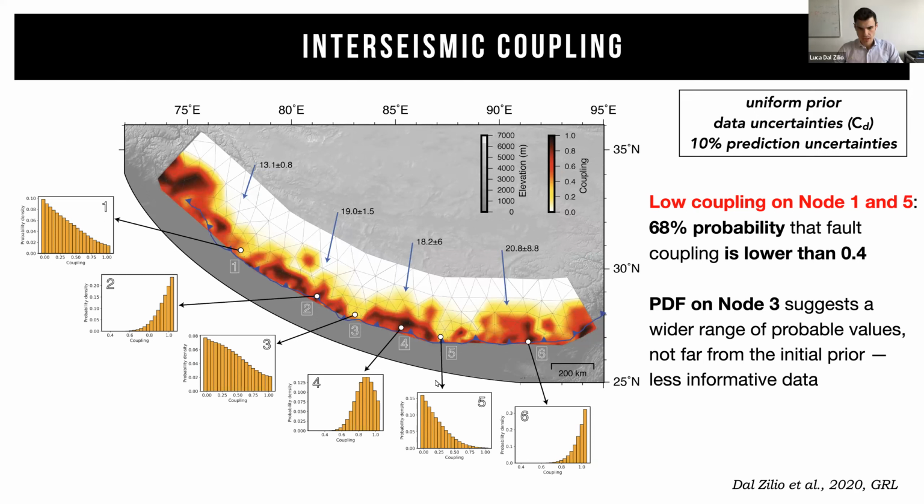When we look at point 5 instead, we have a much better distribution, because the probability for coupling between 0.5 and 1 seems to be quite low. But when we look at the distribution for high coupling, that seems to be much higher. And so in this way, we can really see how informative the data are and how well these points are constrained spatially.